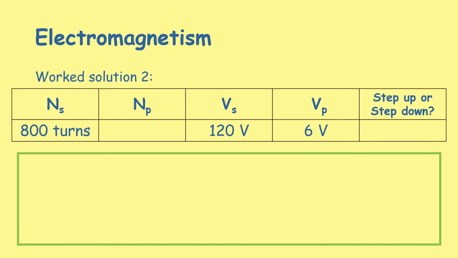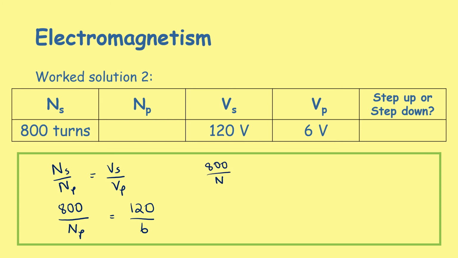Here's our second question. Using our equation again, NS over NP equals VS over VP, we have 800 divided by NP equals 120 divided by 6. This time I'm going to simplify the fraction on the right straight away. 120 divided by 6 is equal to 20, so we can now write our equation as 800 divided by NP equals 20.